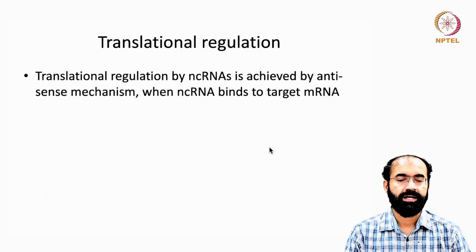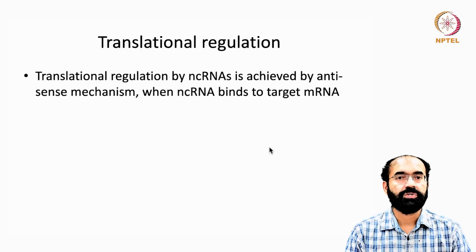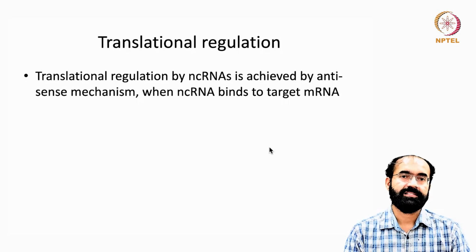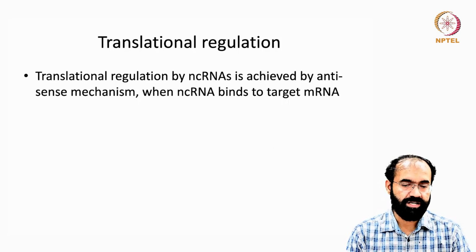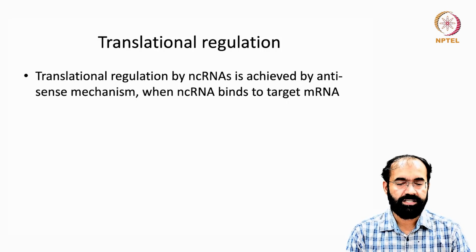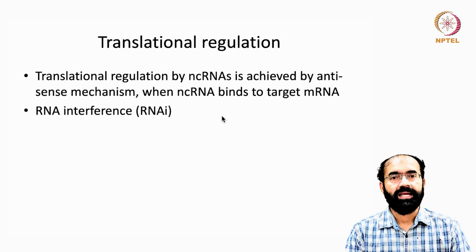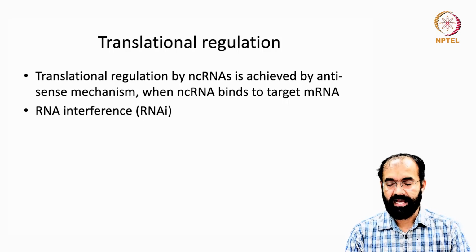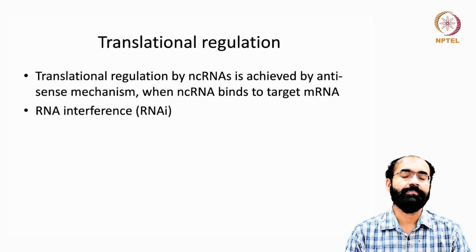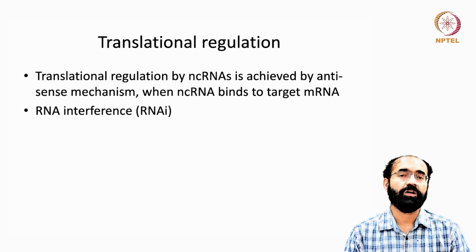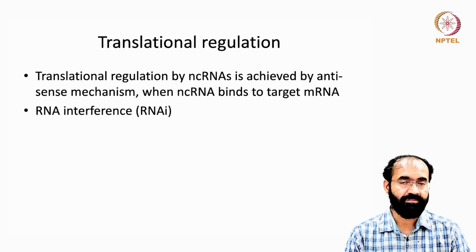Now let us see the translational regulation. Many non-coding RNAs have translational regulation. This translation regulation by non-coding RNA is achieved by an antisense mechanism, mainly when the non-coding RNA binds to the target mRNA. So this is a kind of RNA interference, RNAi. RNAi can happen mainly in two types. One is a full length RNA pairing with a full length antisense RNA. This is one way of RNAi.